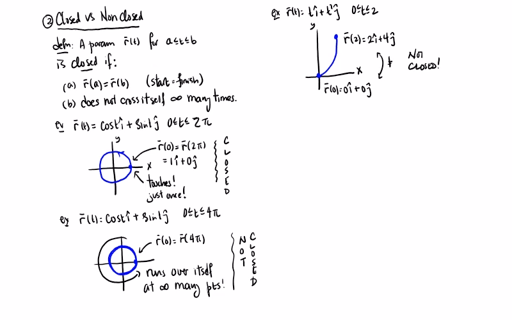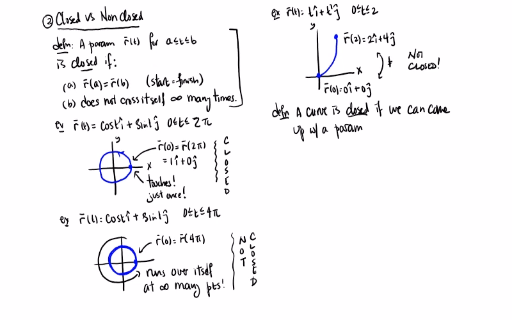So now, the definition that goes with this. All these definitions are about a parameterization. Back up here, there are all statements about r. So what we'll then say is that a curve is closed if it has a parameterization. In other words, if we can come up with a parameterization which is closed.